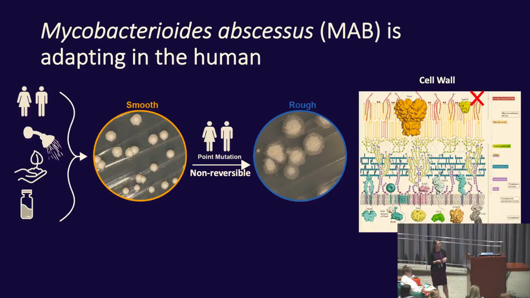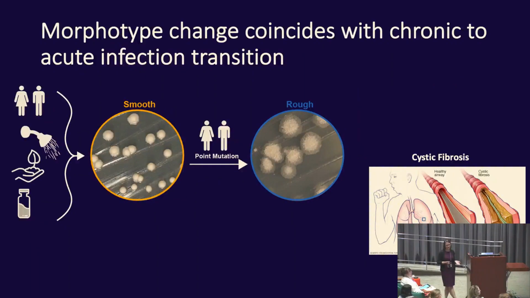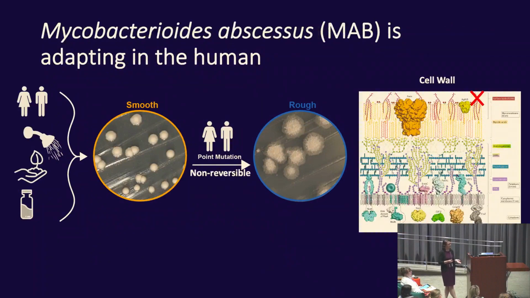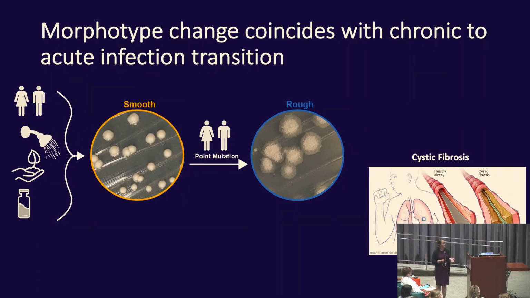And we know that the bacteria point mutation is in the biosynthetic machinery of this glycopeptidolipid layer, which is situated up here at the surface of the cell wall. And so the loss of this changes the appearance of the bacteria to look rough. And with this transition, we also know that it has a problem for patients. It goes from being a more chronic infecting disease to a more acute infecting disease.